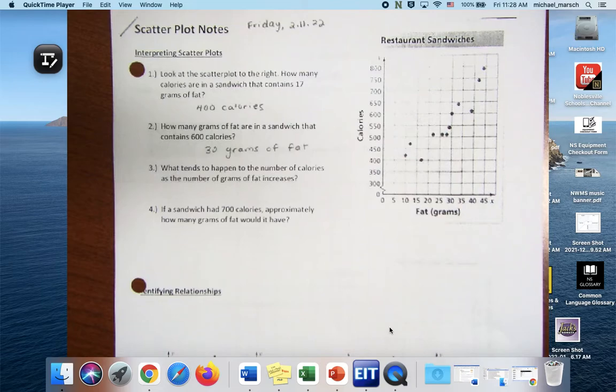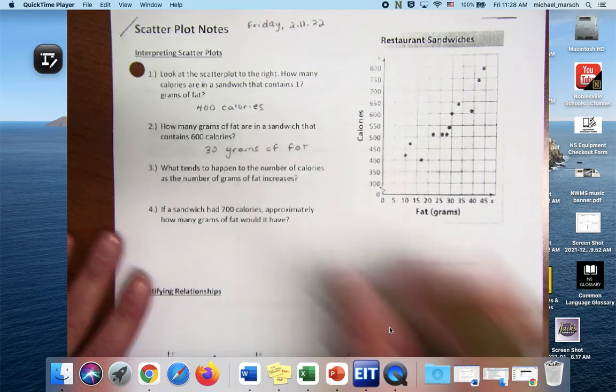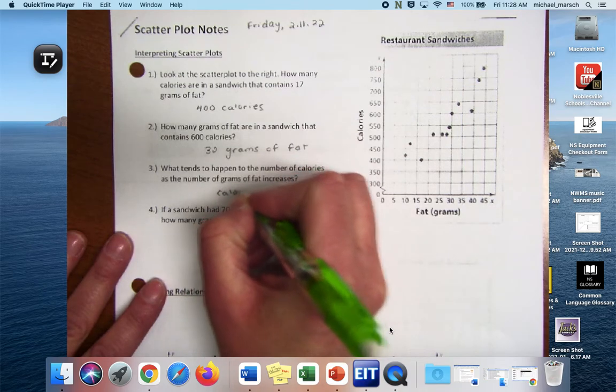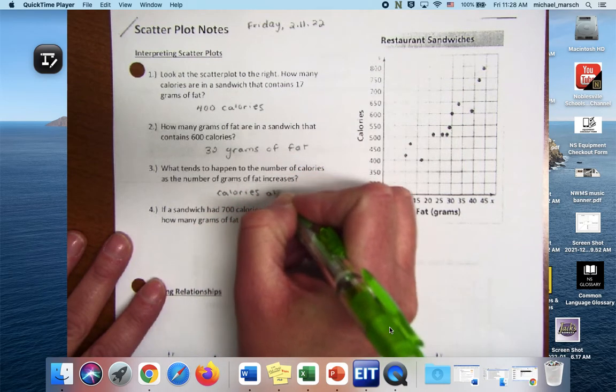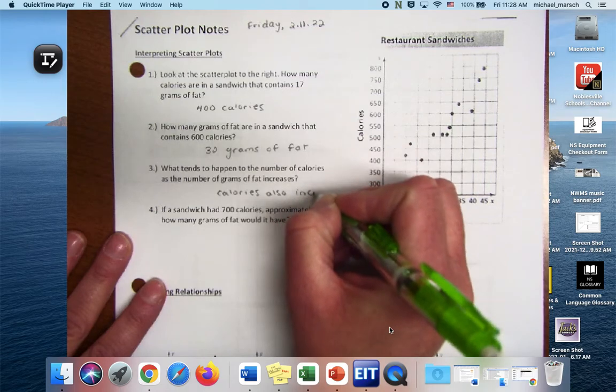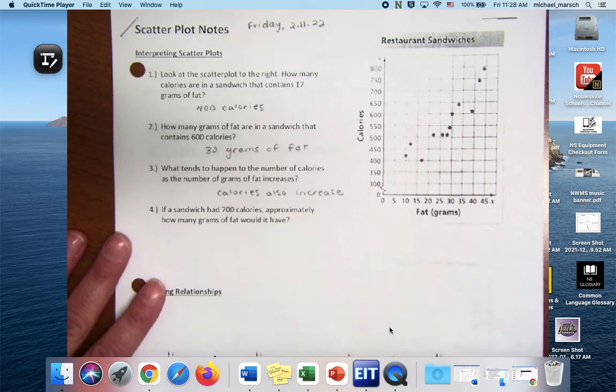What tends to happen to the number of calories as the number of grams of fat increase? They also increase. Right?